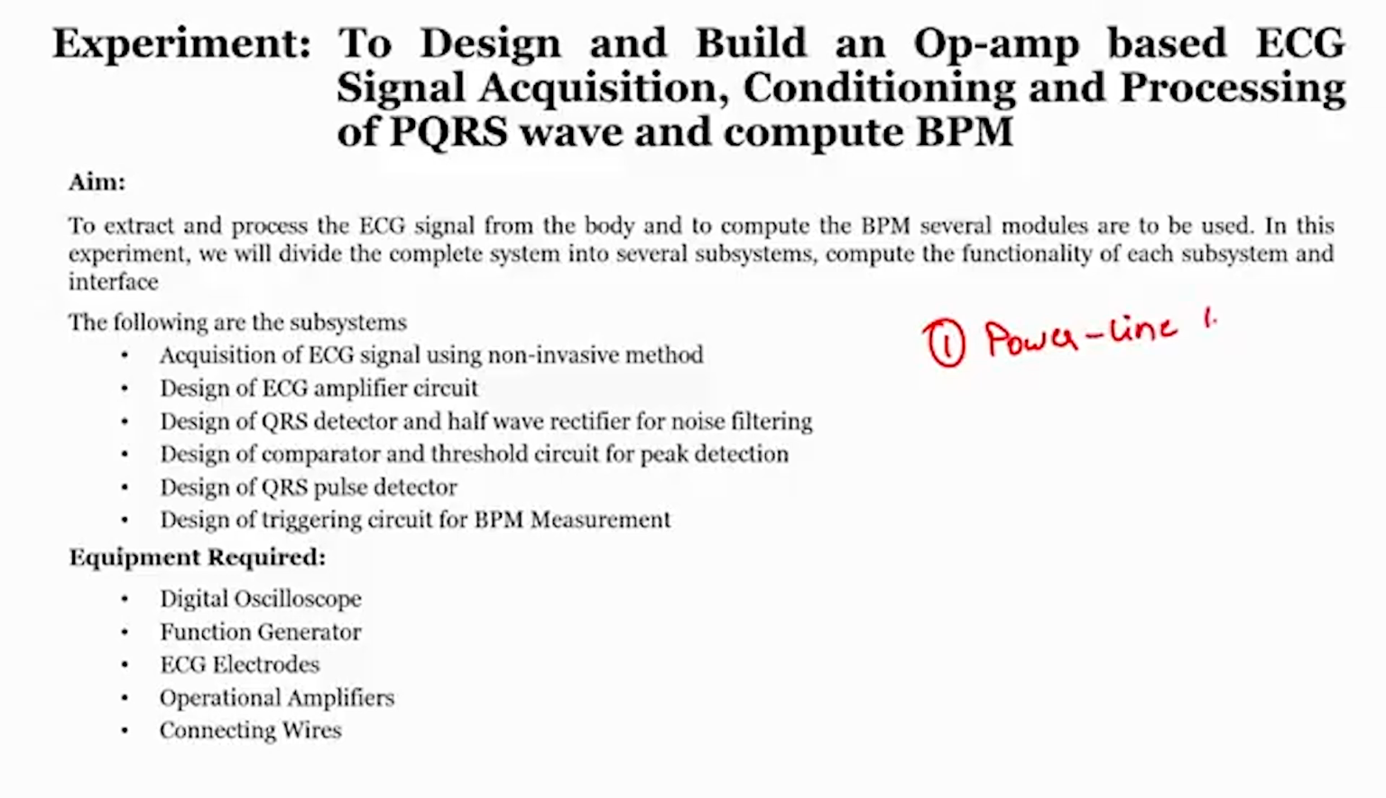The power line interference is majorly due to the operating frequency of our equipment. Generally in India the operating frequency is around 50 hertz. When we see the raw ECG signal and compute it in the frequency domain, there will be a peak at every odd multiple of the power line frequency, that is at 50, 150 as well as 300 hertz. That signal is not required.